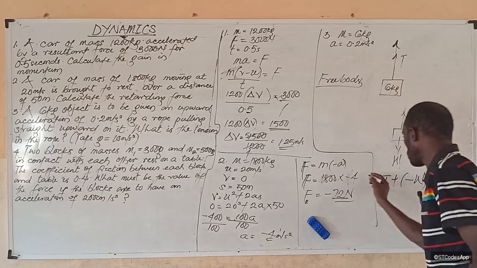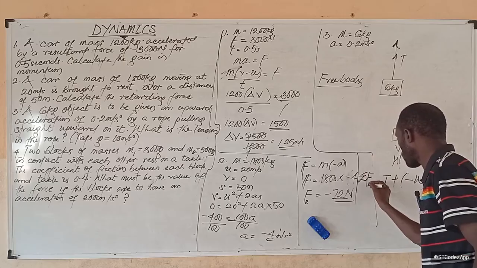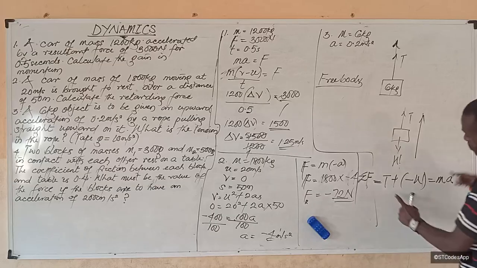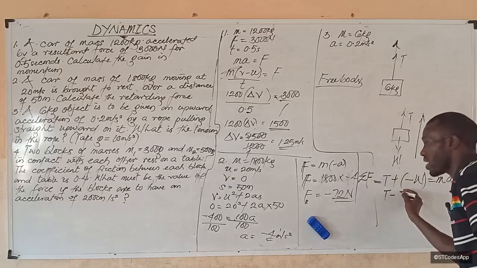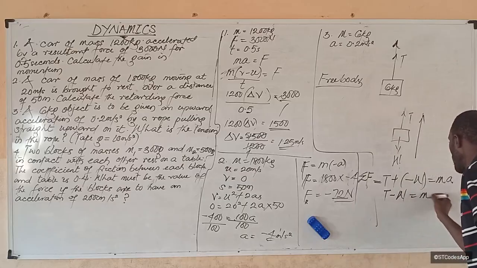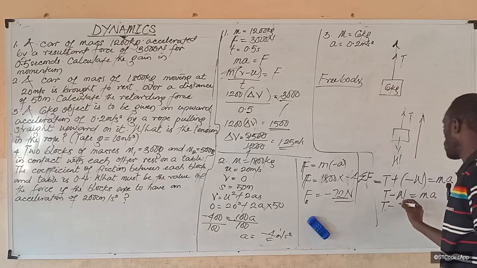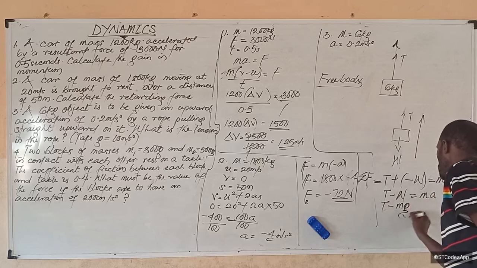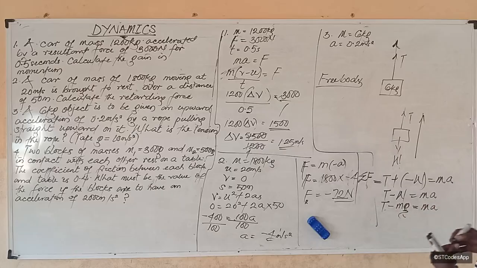So what we basically did is take the sum of all the forces. What are the forces? Tension and weight. Is that clear? So we are basically saying that T minus W equals MA. W is mg, right? So T minus mg equals MA. Is this clear?